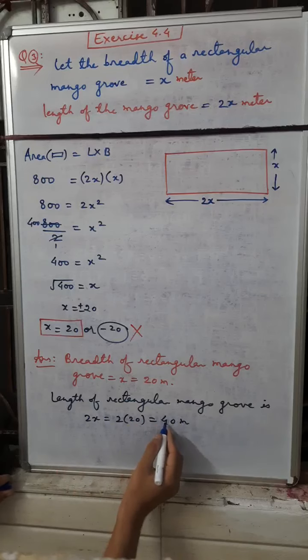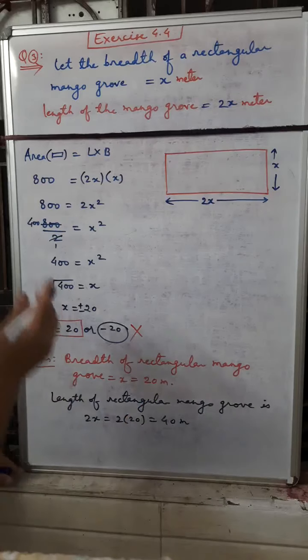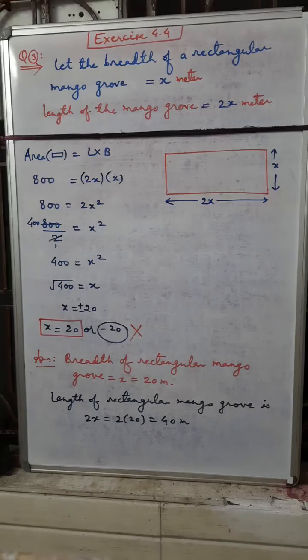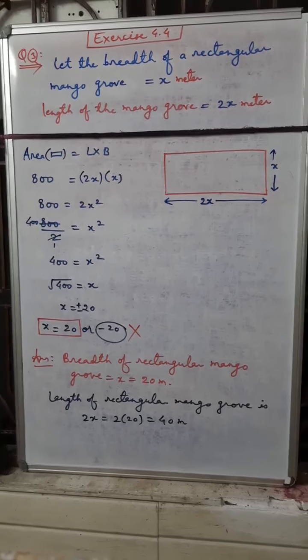So if you multiply 40 into 20, you will get the area 800 meter square. That is the way to check the answer of the given question. So it is the solution of this problem. So you may solve this problem soon.